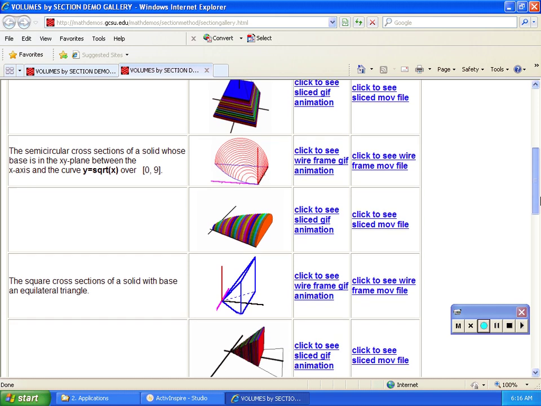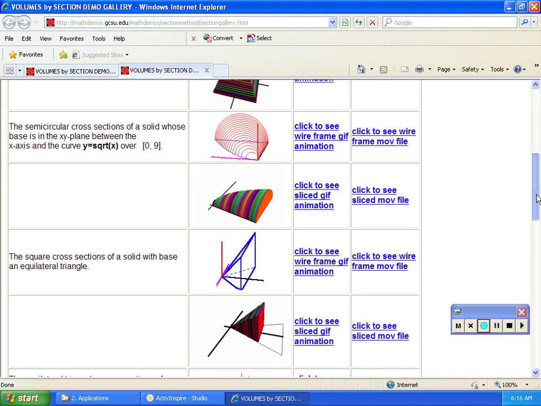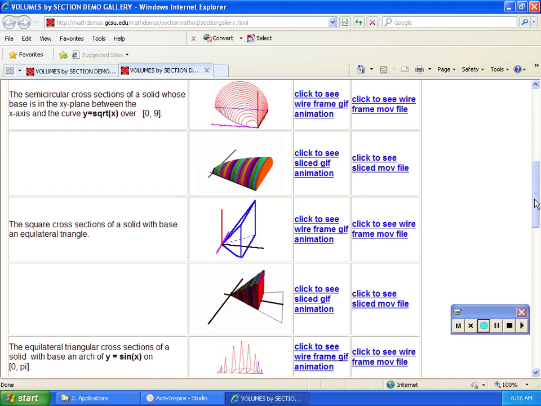So let's take a look. I have some in particular I want to look at. The first one I want to look at is the semicircular cross sections of a solid whose base is in the XY plane. So I'm looking right here, if you're wondering where I'm talking about. In this case, the base is going to be the square root of x, and then we're going to fill it with semicircles.